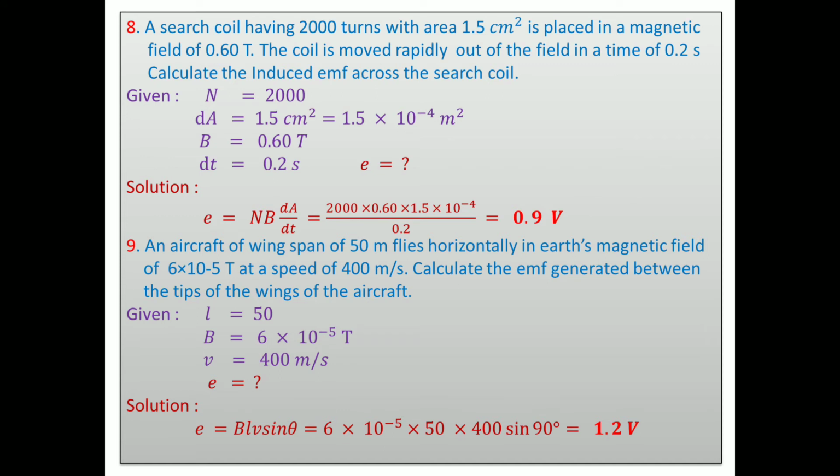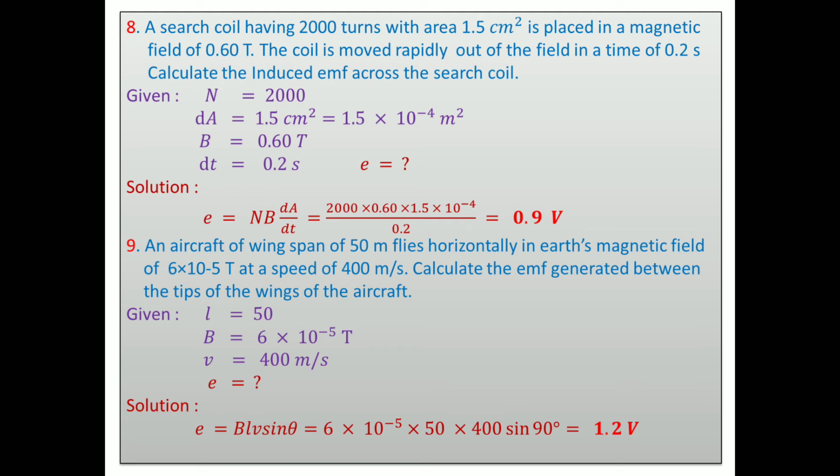A search coil having 2000 turns with area 1.5 square centimeter is placed in a magnetic field of 0.60 Tesla. The coil is moved rapidly out of the field in time 0.2 second. Calculate the induced EMF across the search coil. Number of turns is given, area is given. 1.5 square centimeter means 1.5 × 10^-4 meter squared. Magnetic field is given, 0.60 Tesla. dt is given, 0.2 second.